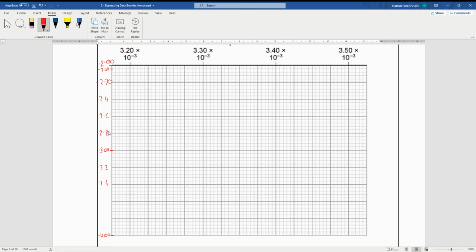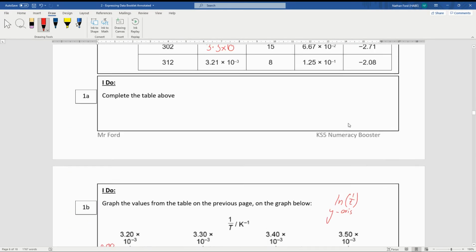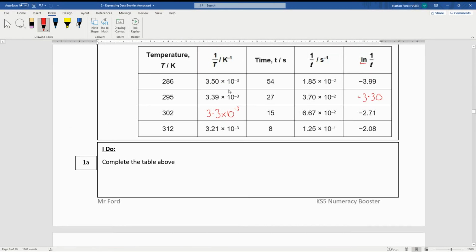Don't forget you need to label this. This is natural log of 1 over time. Okay, let's go around plotting our points. So previously you would have, up here, I'm just going to use the values. So I'm going to plot this point against this point.